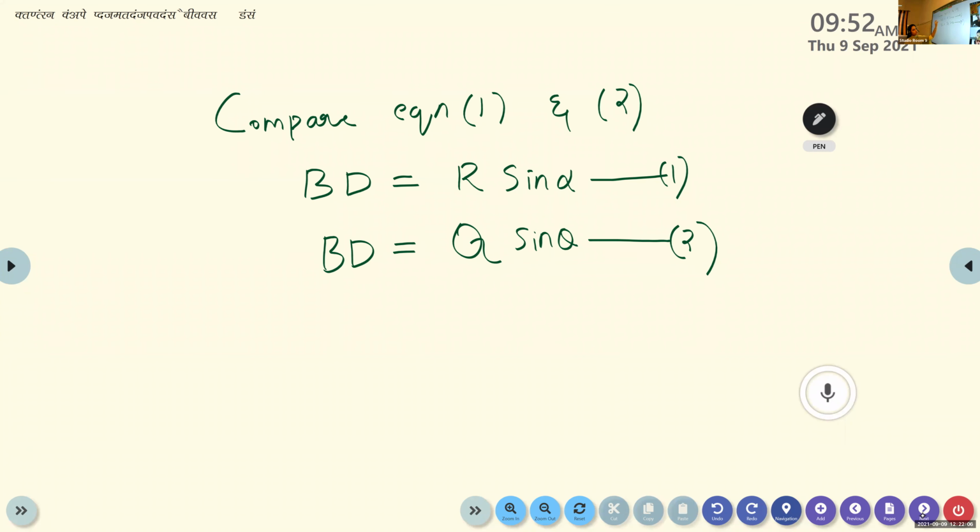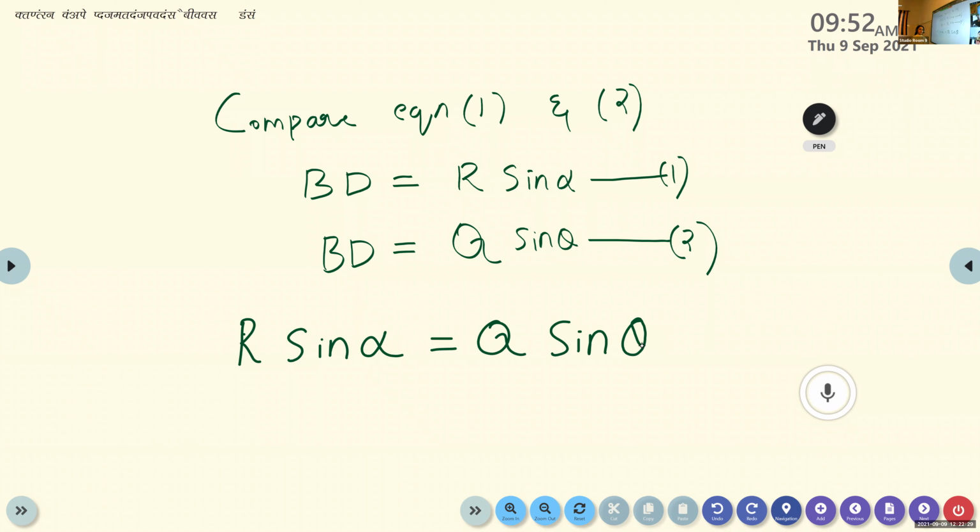So here we are going to compare these two equations. BD is equal to R sin alpha and BD is equal to Q sin theta. By comparing it, we conclude that the LHS of these two equations are same. So we can write R sin alpha is equal to Q sin theta.